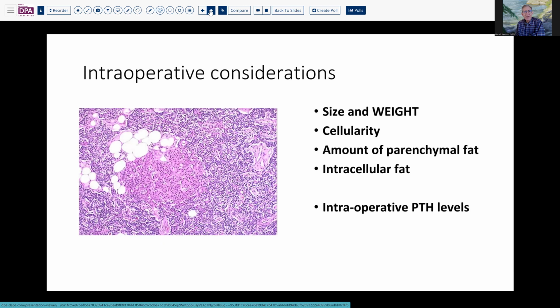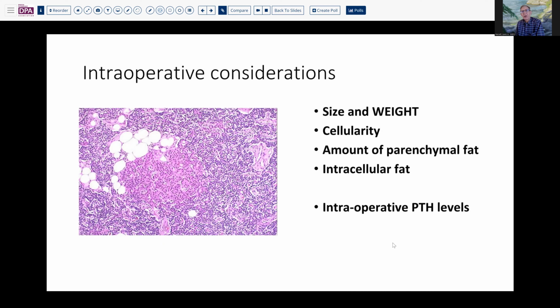And ideally, because the nature of the surgery can vary based on what you find, there are a number of important considerations intraoperatively. It comes to frozen section, essentially. Size and weight of the removed gland are very important. And identifying initially that adenoma can be very, very helpful. So identifying that it's a hypercellular parathyroid, that you have no parenchymal fat, et cetera, may help you to say this is most likely an adenoma.